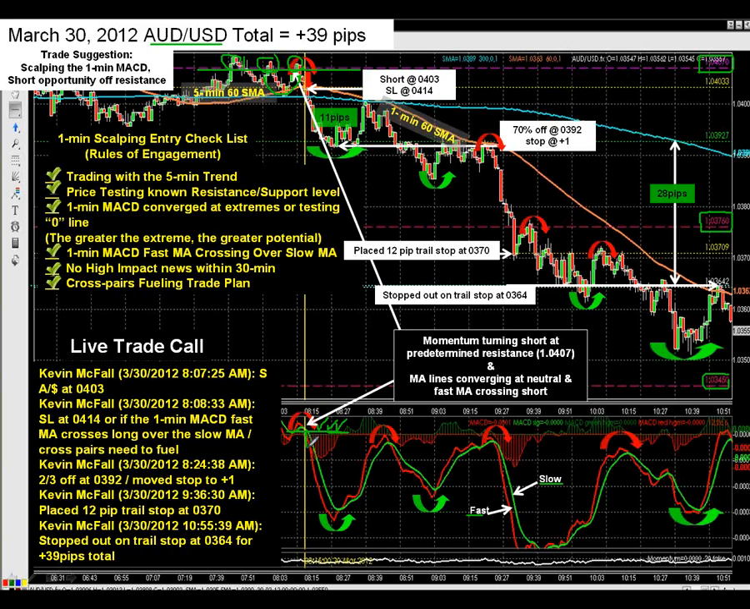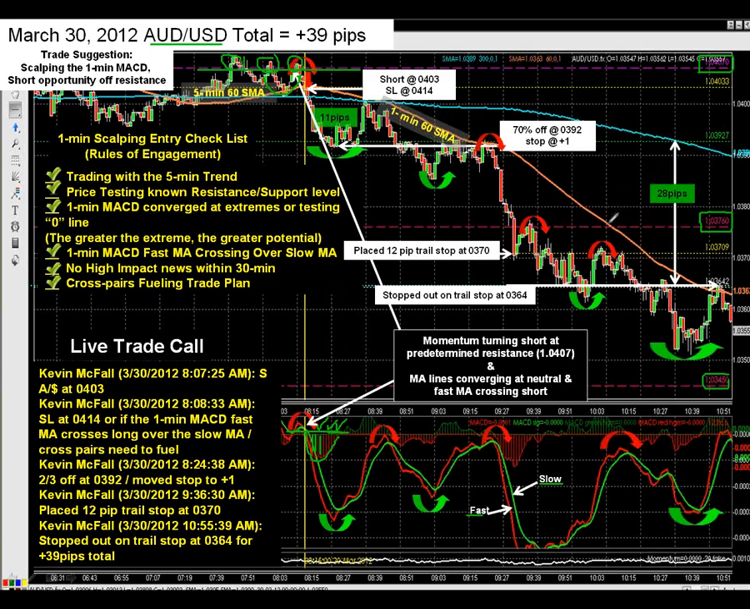And you can see confirmation on the divergence by seeing this histogram develop with these bars coming down below the zero line. So when we have these 3 trigger elements developing with price testing resistance, that tells us there's a good likelihood that the price will start to short from this resistance because we have momentum pulling the price down.